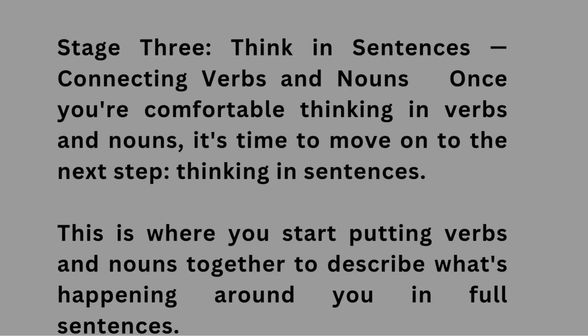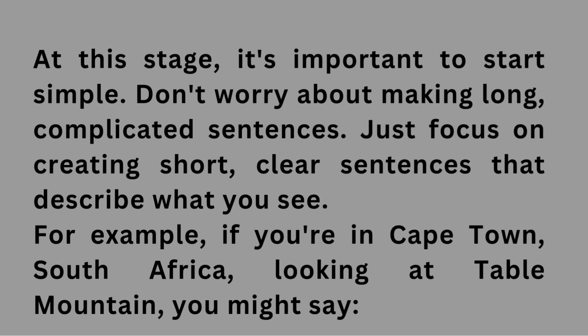Stage 3. Think in sentences, connecting verbs and nouns. Once you're comfortable thinking in verbs and nouns, it's time to move on to the next step, thinking in sentences. This is where you start putting verbs and nouns together to describe what's happening around you in full sentences. At this stage, it's important to start simple. Don't worry about making long, complicated sentences. Just focus on creating short, clear sentences that describe what you see.